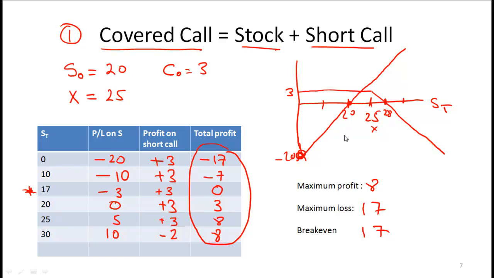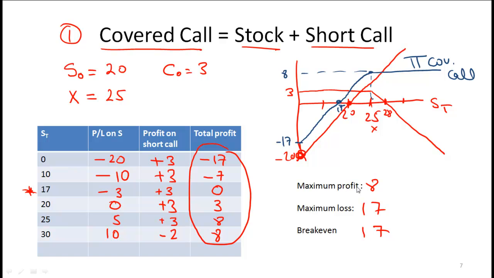Now let's look at the graph of the covered call. So when the stock price goes down to 0, we have a profit of minus 17. So we are at minus 17. Our break-even point is 17. So we go up like this. So at 17 we break even. Our maximum profit we hit when the stock price is at 25. So when the stock price is 25, we hit our maximum profit here, which is 8. And if the stock price keeps going above 25, then the maximum profit remains 8. So this blue line represents the profit for the covered call, and that blue line is simply a combination of the profit on the short call and the profit or loss on the stock itself.